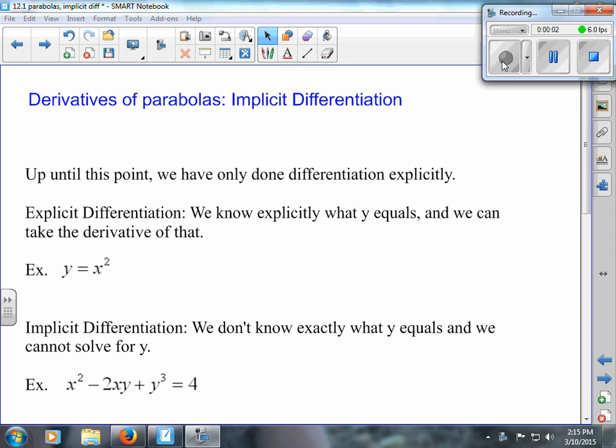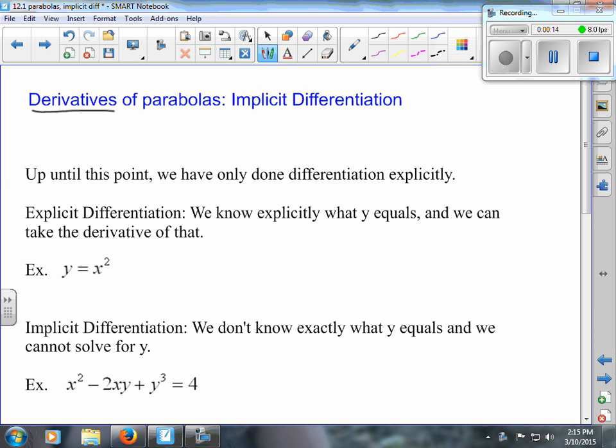Okay, so we are still in section 12.1, but in this part of section 12.1, we're going to focus on doing some calculus. Yay! We're going to take derivatives of conic sections. So we're going to start with parabolas, but for the whole of chapter 12, when we're doing all of these conic sections, we're going to do derivatives in each section.